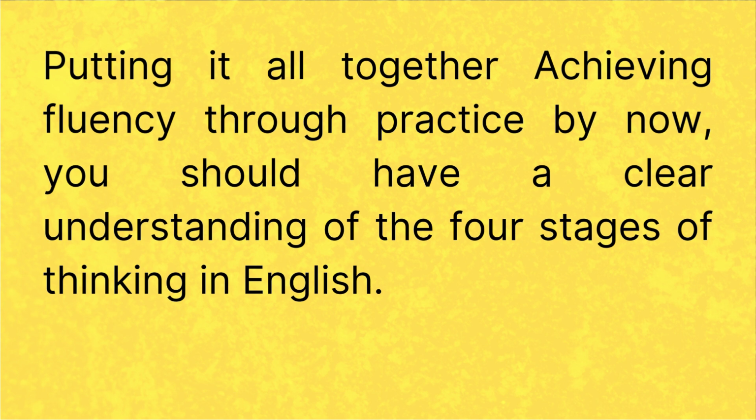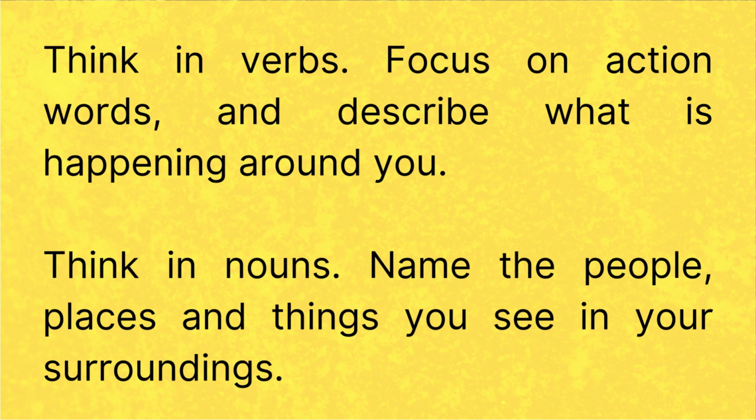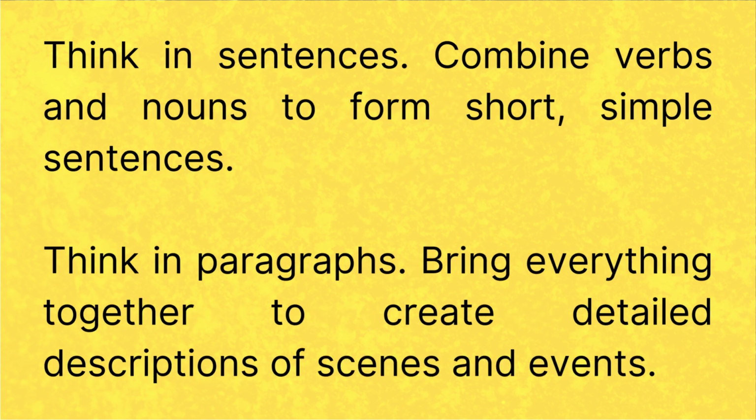By now, you should have a clear understanding of the 4 stages of thinking in English. Think in verbs. Focus on action words, and describe what is happening around you. Think in nouns. Name the people, places and things you see in your surroundings. Think in sentences. Combine verbs and nouns to form short, simple sentences. Think in paragraphs. Bring everything together to create detailed descriptions of scenes and events.